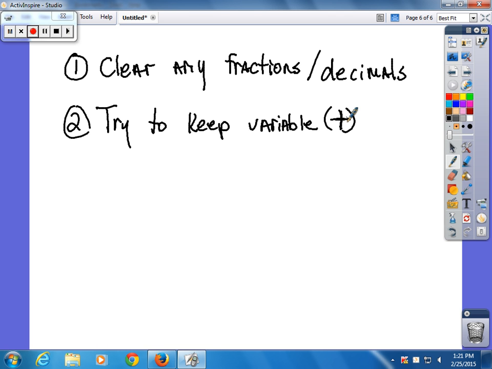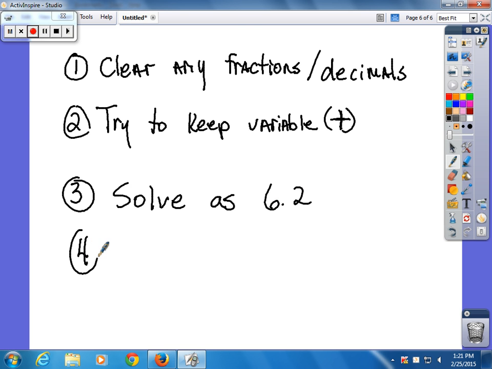Three, this is when you get the answer, solve as in 6.2. Four, the most important part: graph the solution. That means on the number line. I haven't said anything about a calculator. Why are you talking about a calculator?